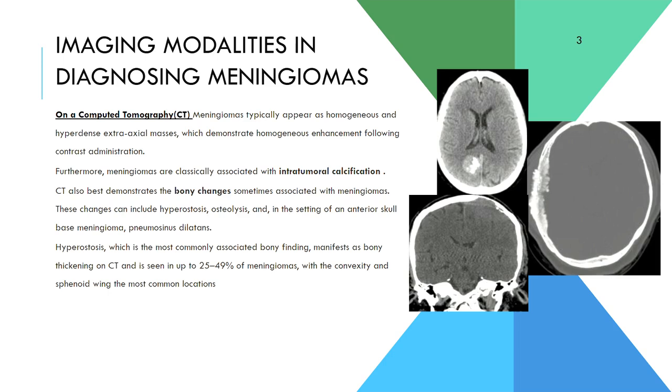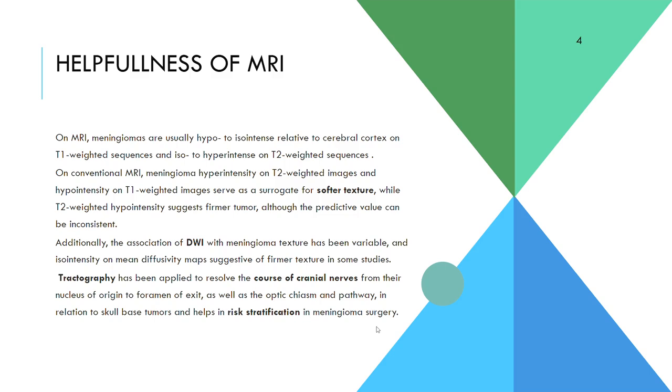On conventional MRI, meningioma hyperintensity on T2 weighted images and hypointensity on T1 weighted images serve as a surrogate for softer texture, while T2 hypointensity suggests firmer texture, although predictive value can be inconsistent. Additionally, the association of diffusion weighted imaging with meningioma texture has been variable, as iso-intensity on mean diffusivity maps is suggestive of firmer texture in some studies.